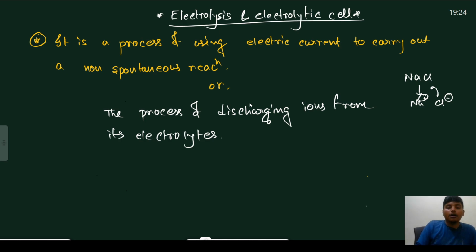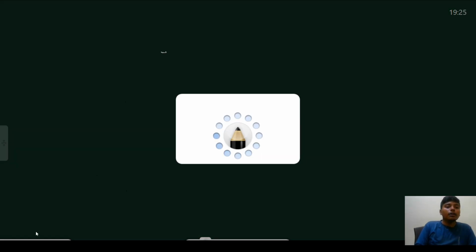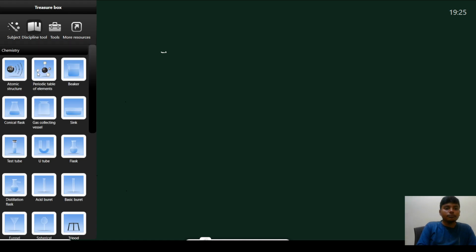Now in electrochemical cell or galvanic cell, what we learned, that there are two half cells. One is anode, one is cathode. In anode, oxidation is there. Anode is negatively charged. Cathode is positively charged. Reduction is there. Many things. But in this case, what happened? We are using only one half cell.